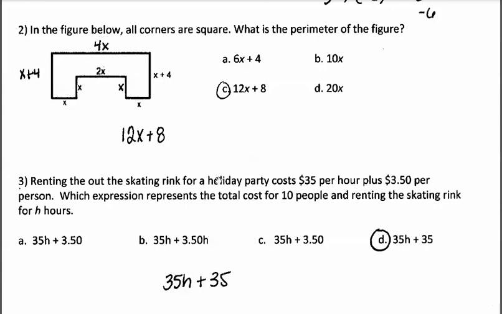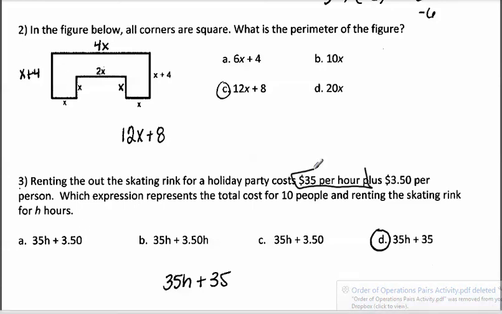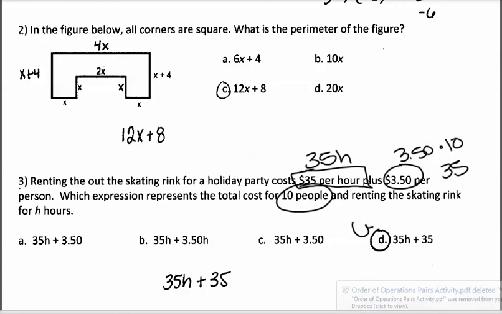Number 3, when you're renting the skating rink for the holiday party, they charge you $35 per hour plus $3.50 per person. Which expression represents the total cost for 10 people and renting the skating rink for H hours? So the only thing we don't know is how many hours. So that's where our 35 is times H. We know that there's going to be 10 people. So $3.50 times 10 is 35. So that's why D is the only one that works.